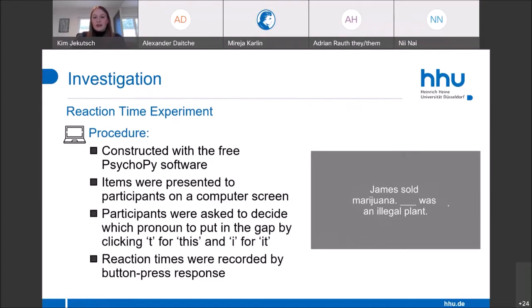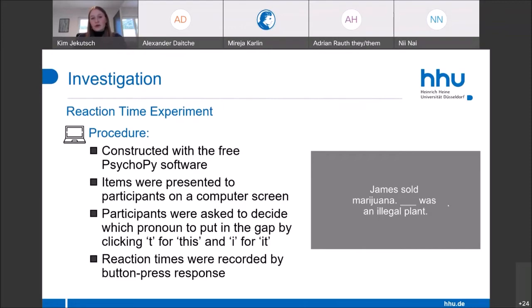Okay, as you saw, the tasks and all items were presented on a computer screen with a white font on a gray background. Important here is that the items were randomized for each participant. In this way, it was possible to capture two factors. First, the preference for it or this according to antecedent type, and second, the reaction times, which were recorded by the button press response.